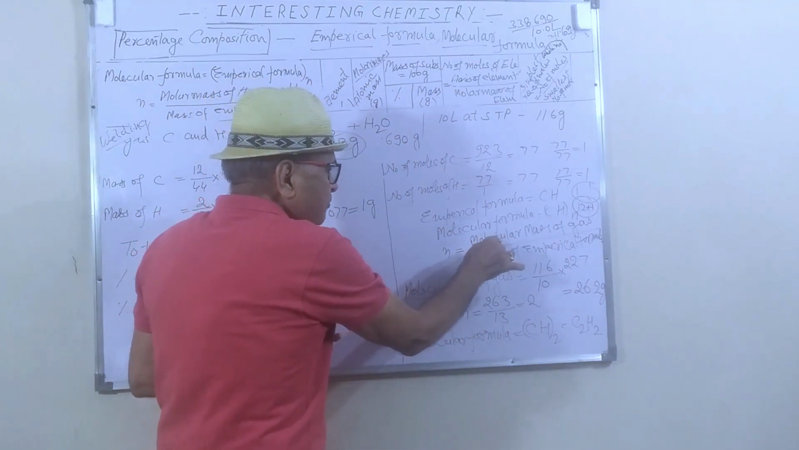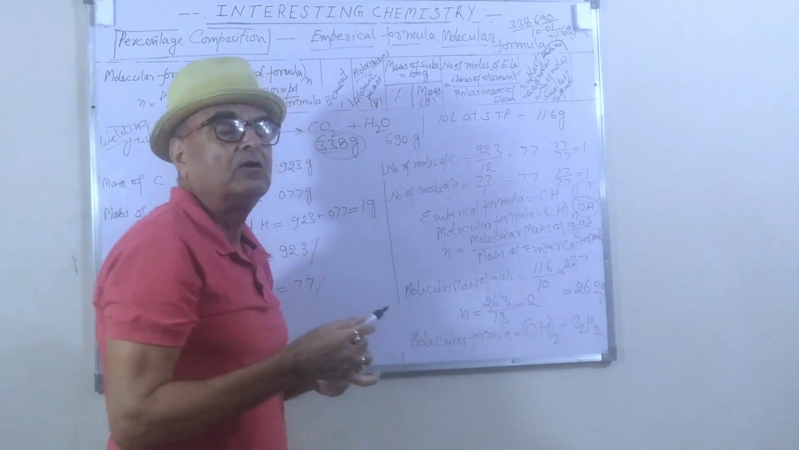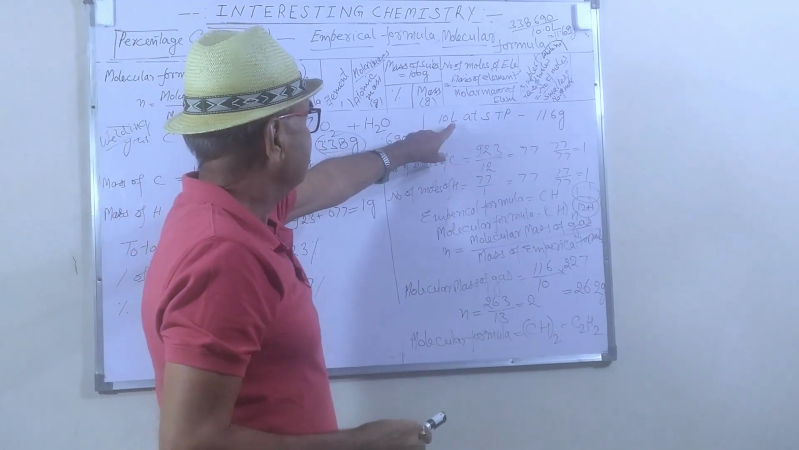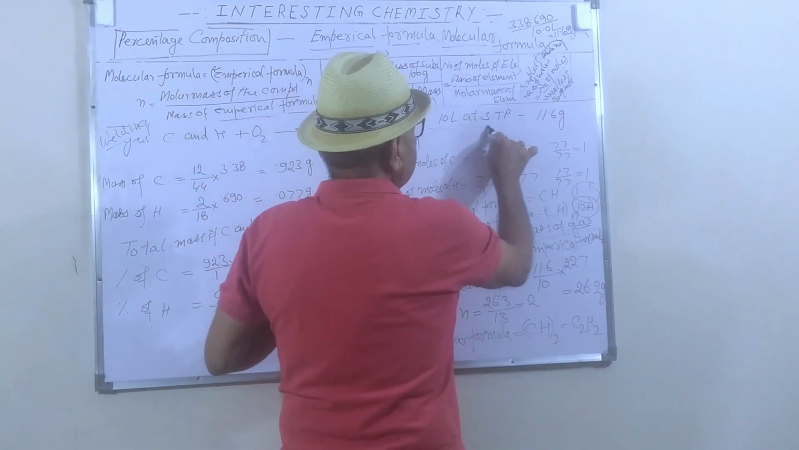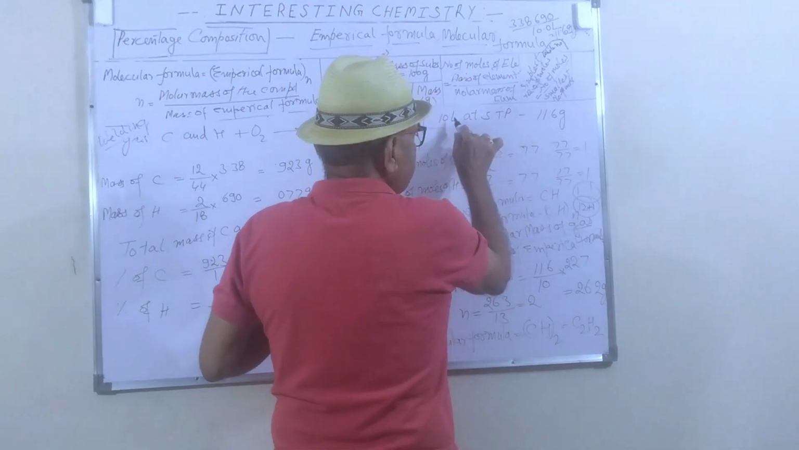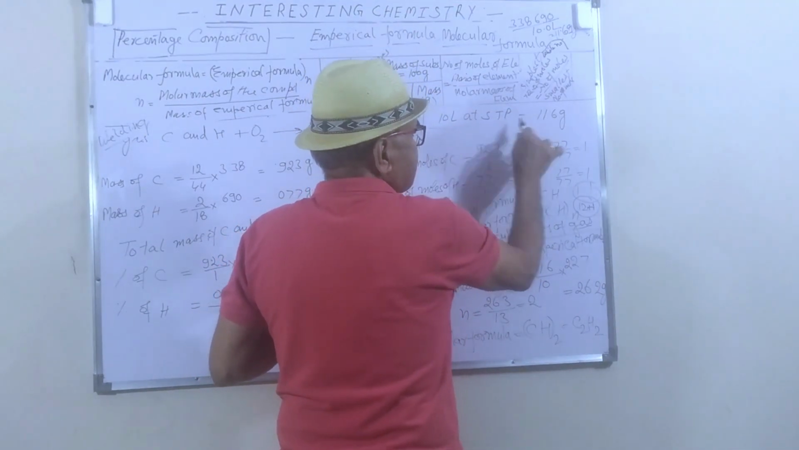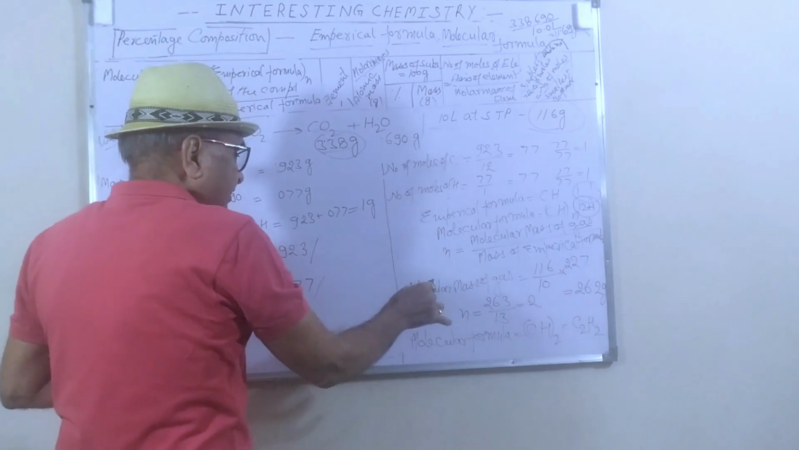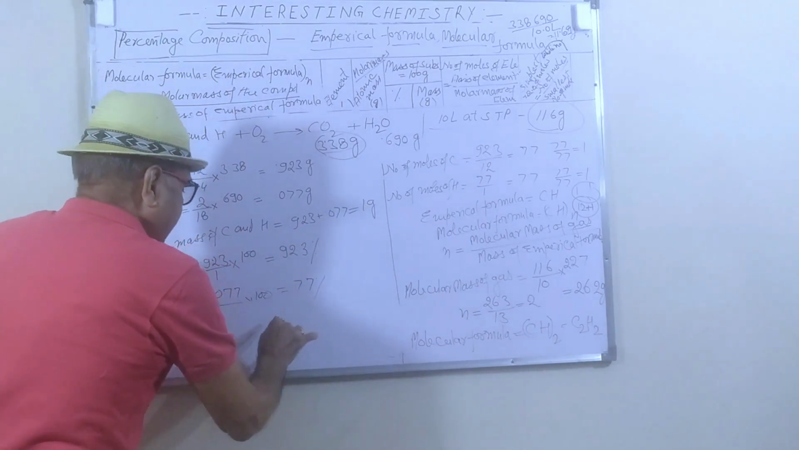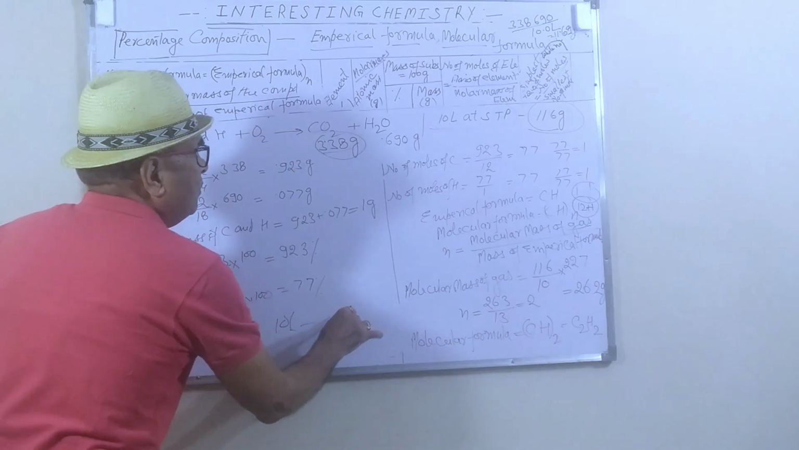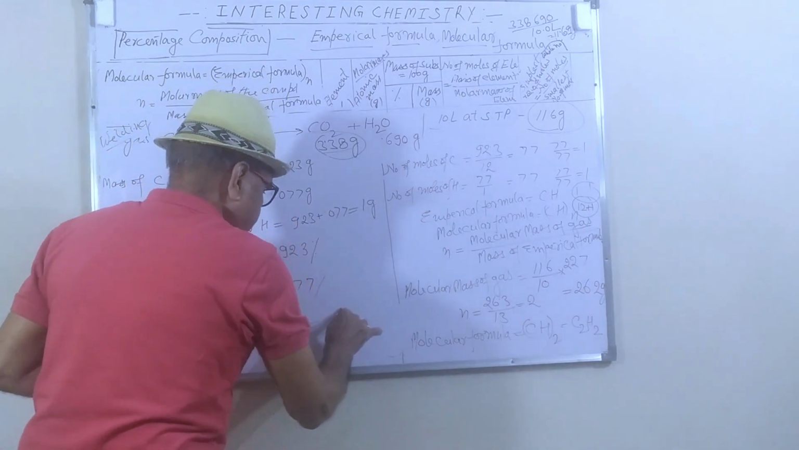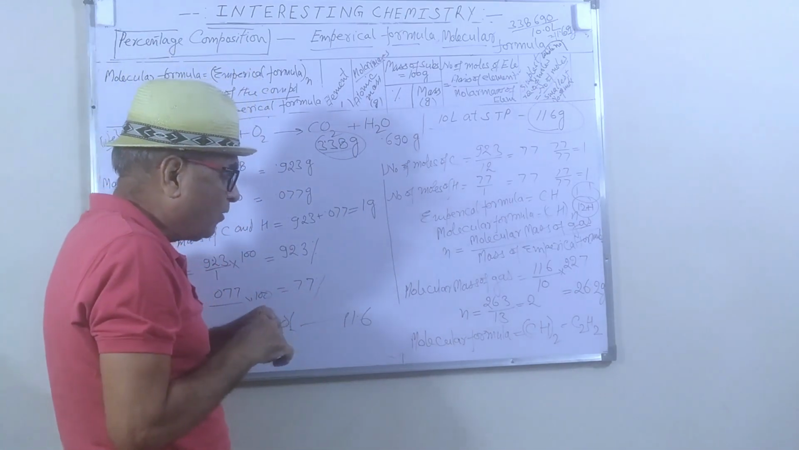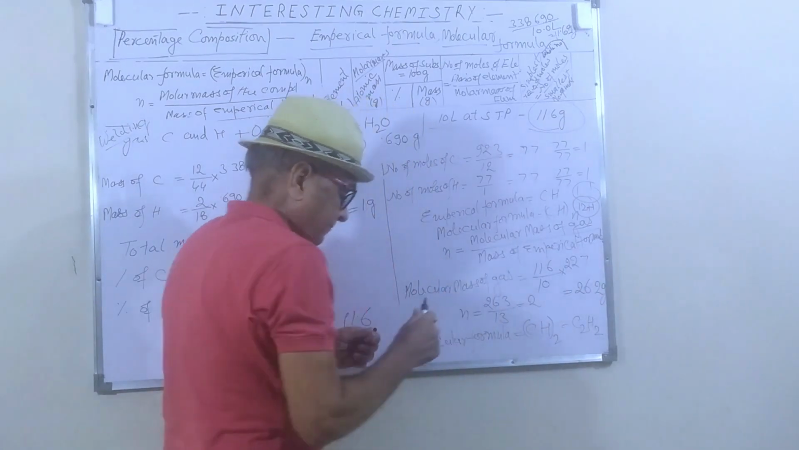But what about the molecular mass of the gas? From the data, the mass of 10 liter at STP of that welding gas is equal to 11.6. So you can convert this to find out the mass of 22.7 liter.